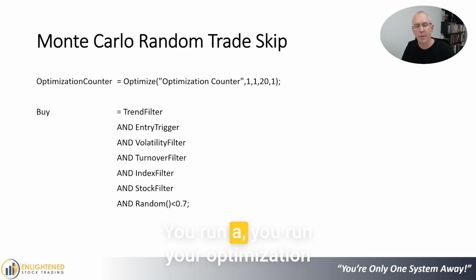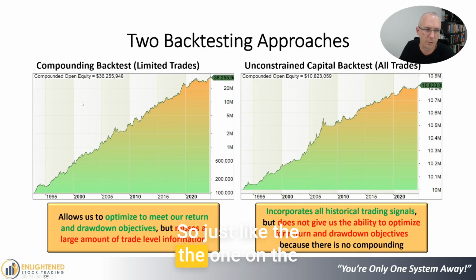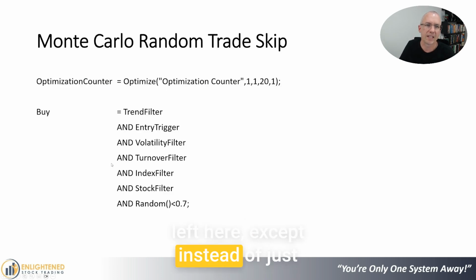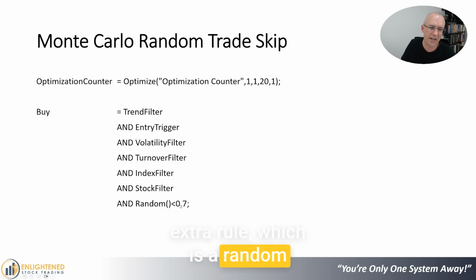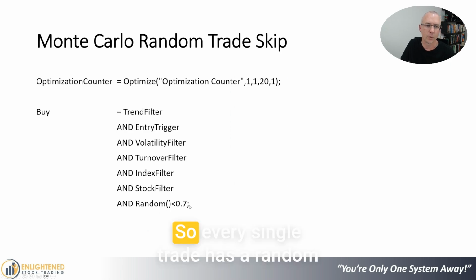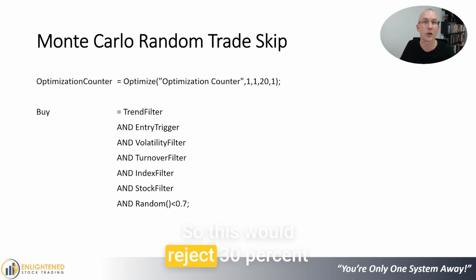You run your optimization on a compounding basis. So just like the one on the left here, except instead of just testing the rules, you add an extra rule, which is a random miss. Okay, so every single trade has a random number assigned to it, and if that random number is less than, say, 0.7, then it gets into the backtest. But if it's more than 0.7, it doesn't. So this would reject 30% of trades randomly.